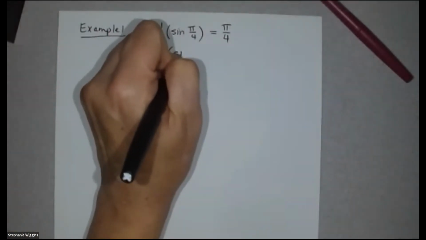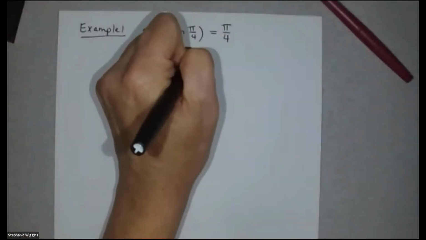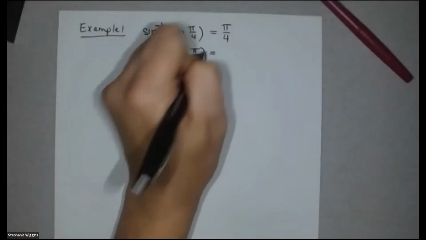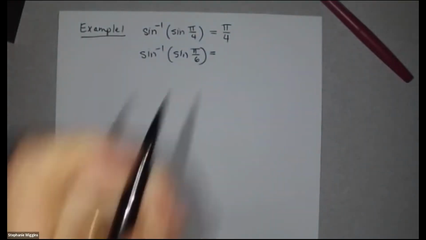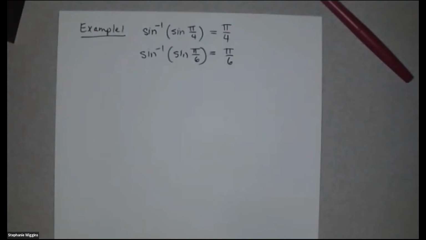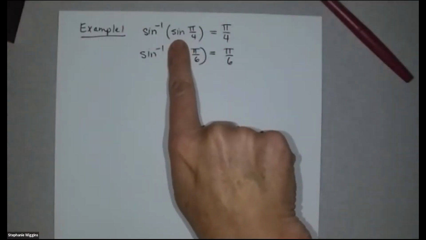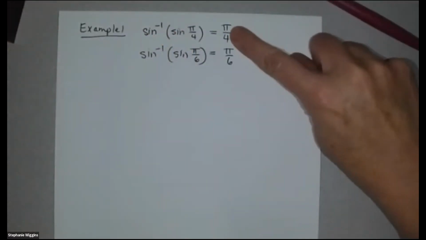Sine inverse of sine pi over 6. All right. Well, that's easy. That's just pi over 6. Just like the square of the square root of 4. You put in a 4, you take the square root, you get 2. But then you square it, you get 4 back. It's that simple. You put in pi over 4. If you take sine and then sine inverse, you get your pi over 4 back.